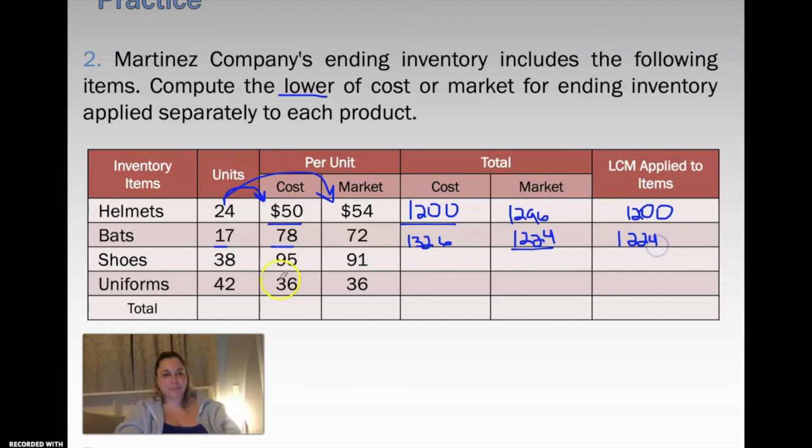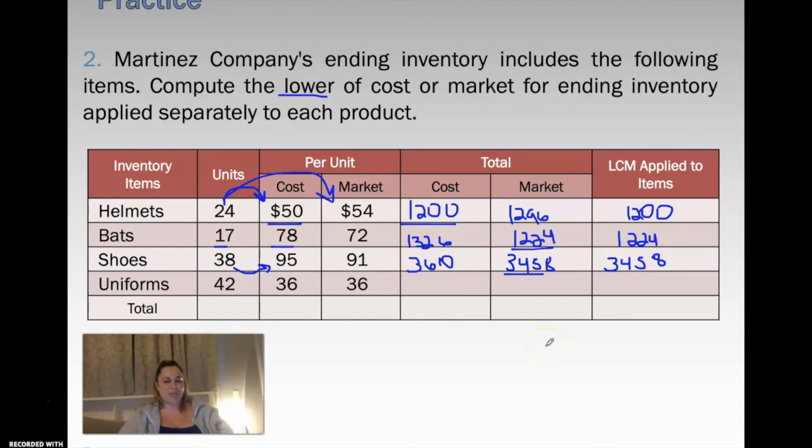Okay. Same thing with the shoes and uniforms. 38 times the 95. 3,610. And 38 times 91. 3,458. Which one of these is lower? Good job. It's a 3,458. Okay, do uniforms on your own, and let's see if we get the same number.